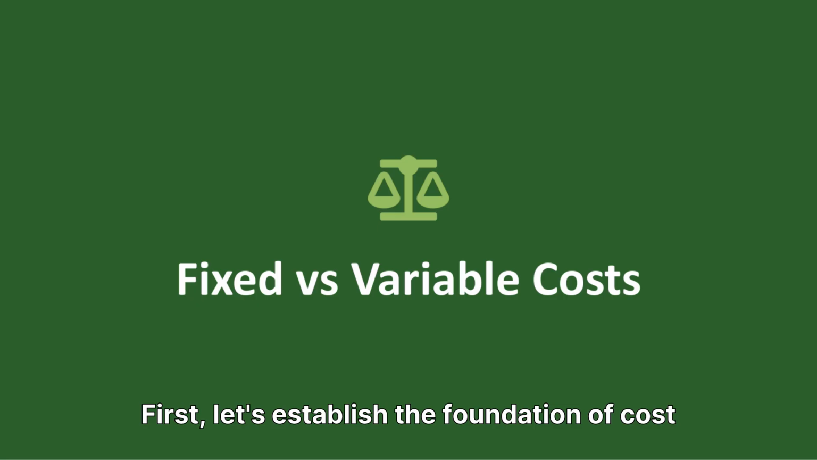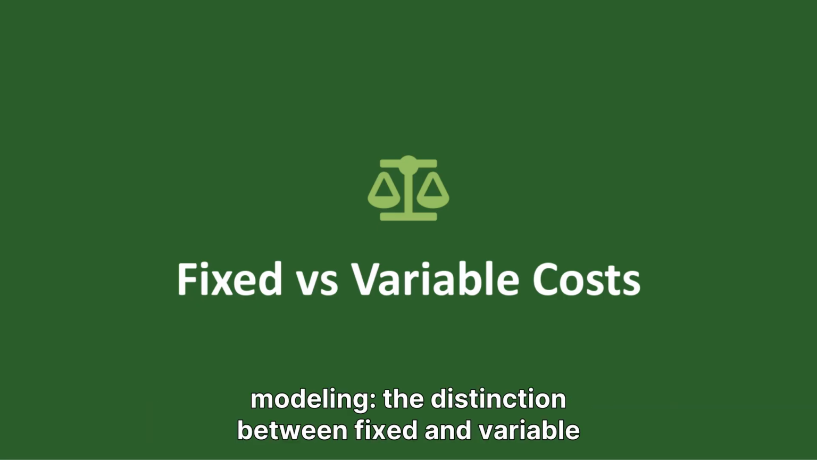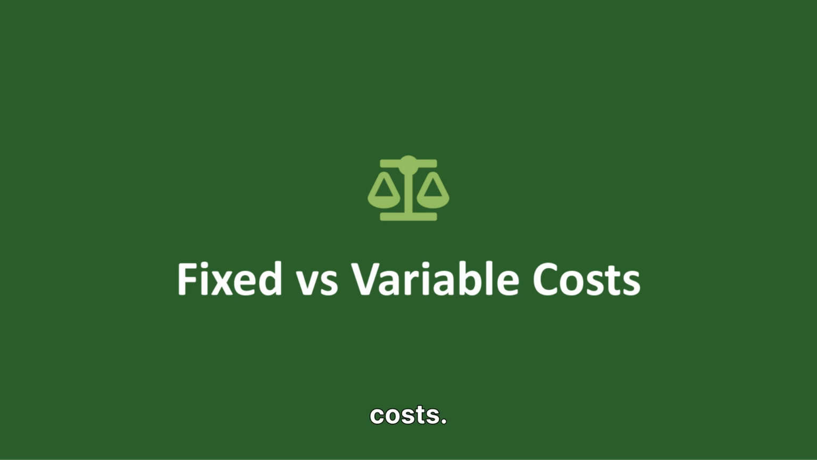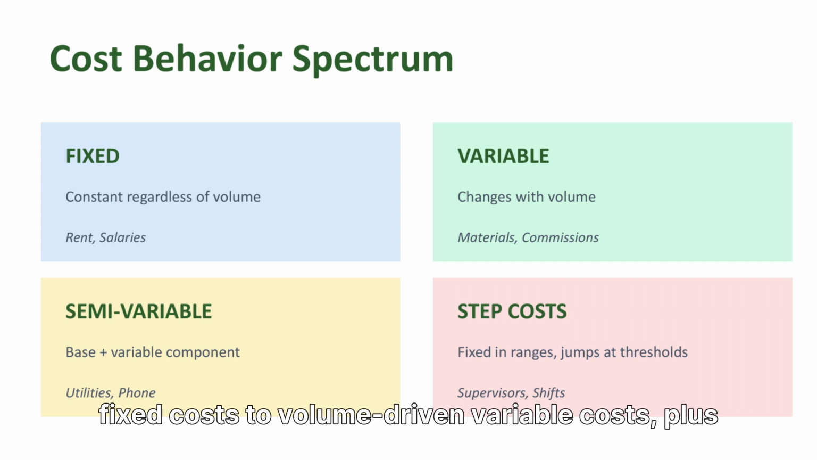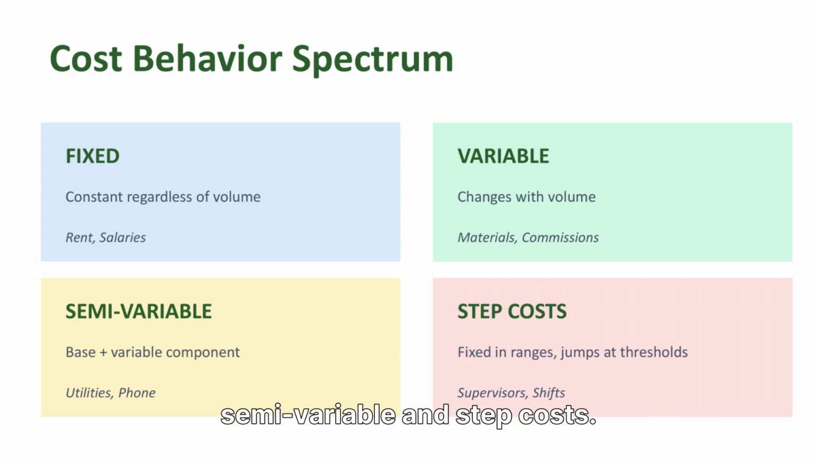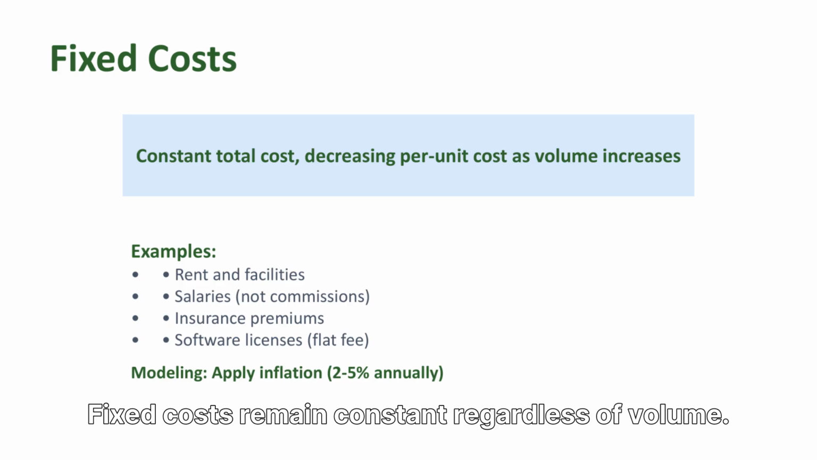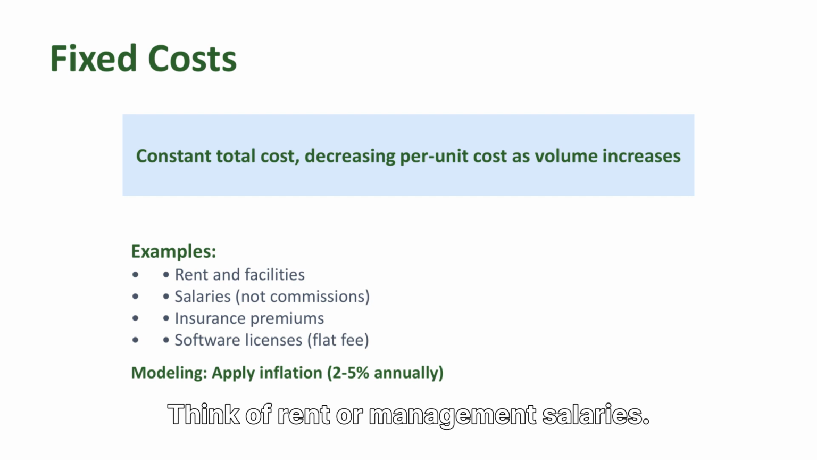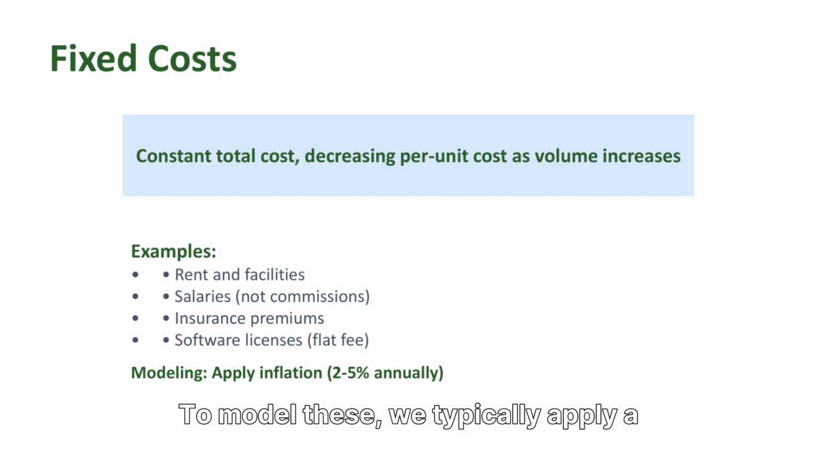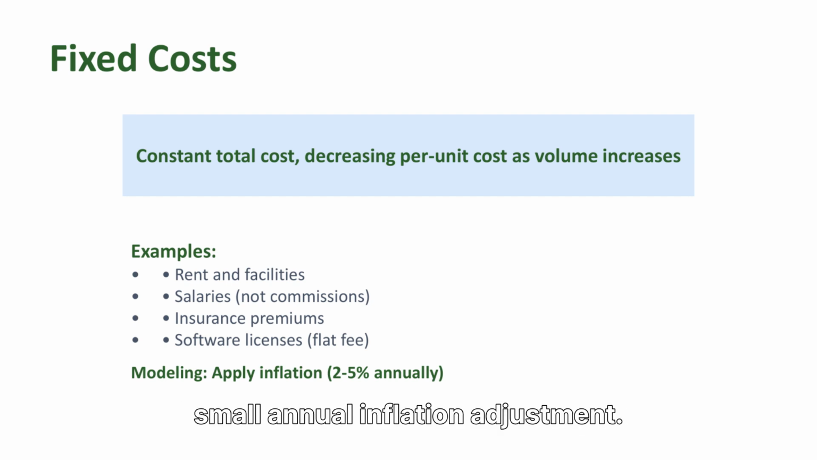First, let's establish the foundation of cost modeling, the distinction between fixed and variable costs. Costs aren't just black and white. We have a spectrum ranging from constant fixed costs to volume-driven variable costs, plus semi-variable and step costs. Fixed costs remain constant regardless of volume. Think of rent or management salaries. To model these, we typically apply a small annual inflation adjustment.